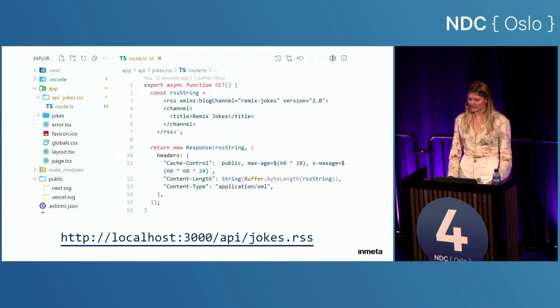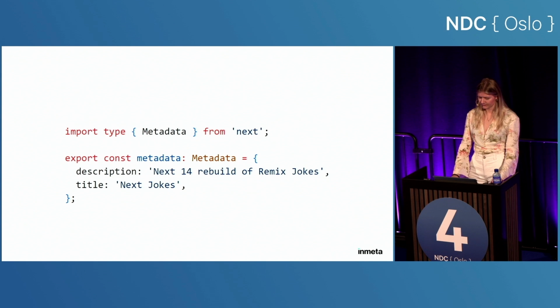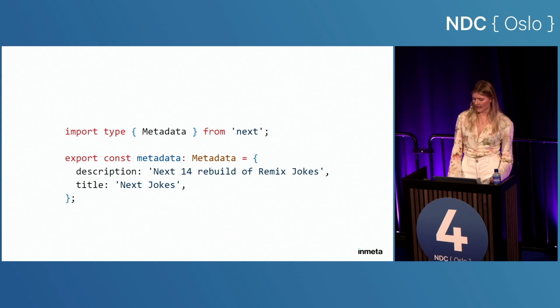You can also define API routes here, like in the pages router. And the route.ts file is a reserved name and will allow you to create API endpoints. Then there is support for SEO with, for example, meta tags. So they can be added to any page or layout and can also be generated dynamically, for example, using the route params.